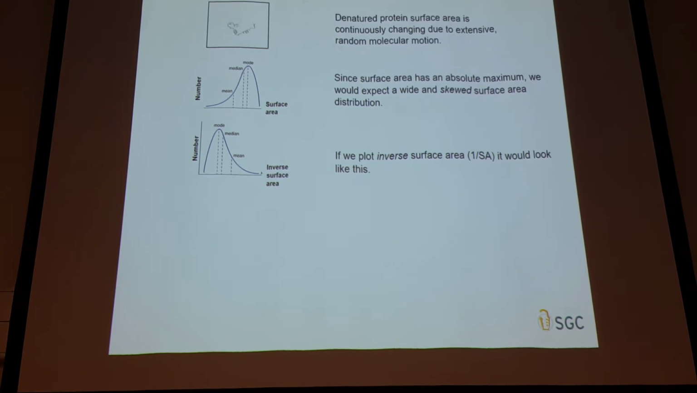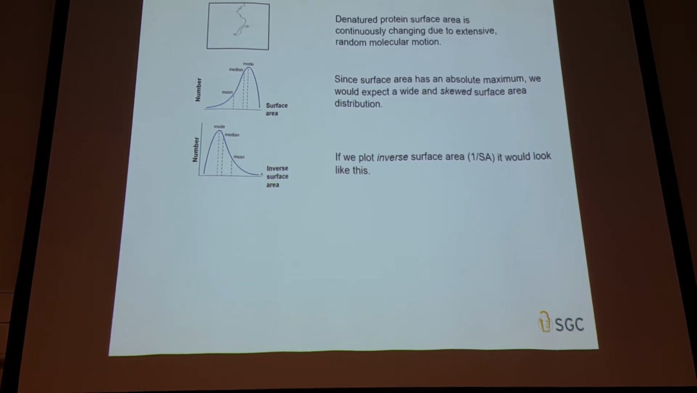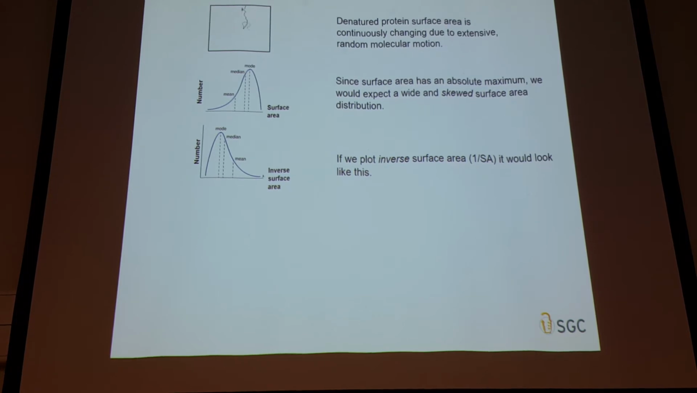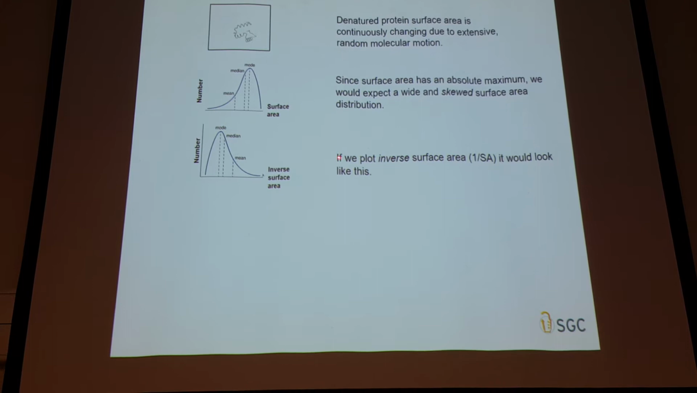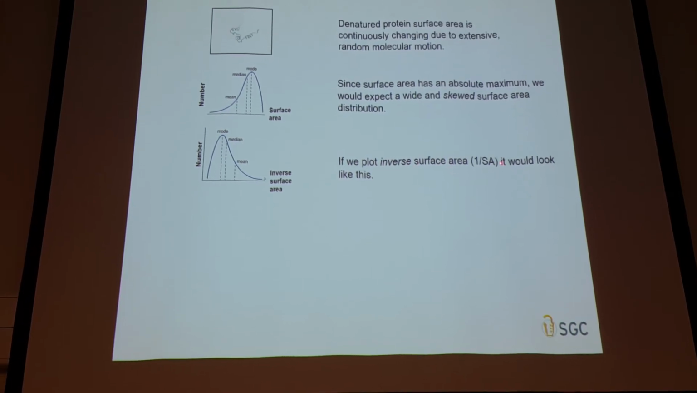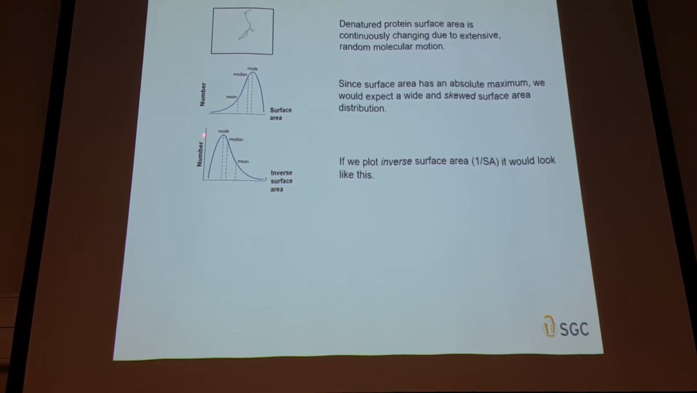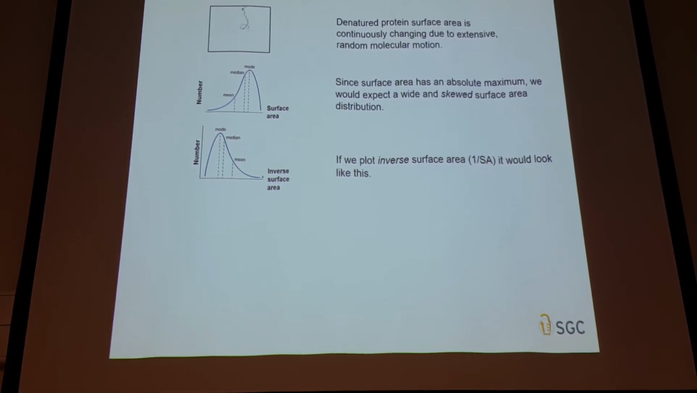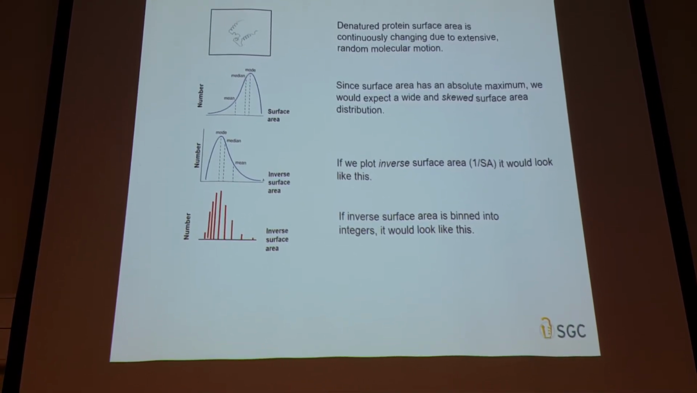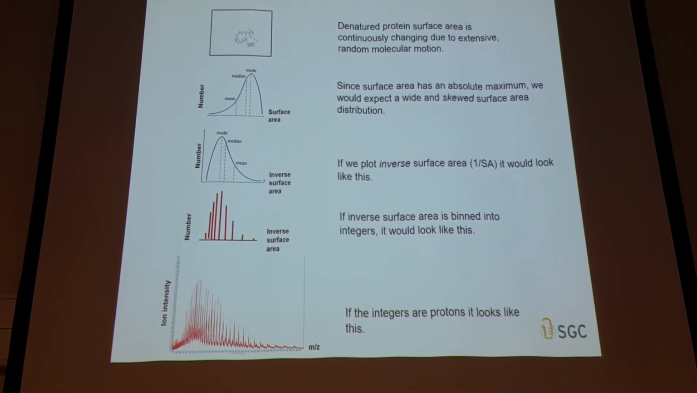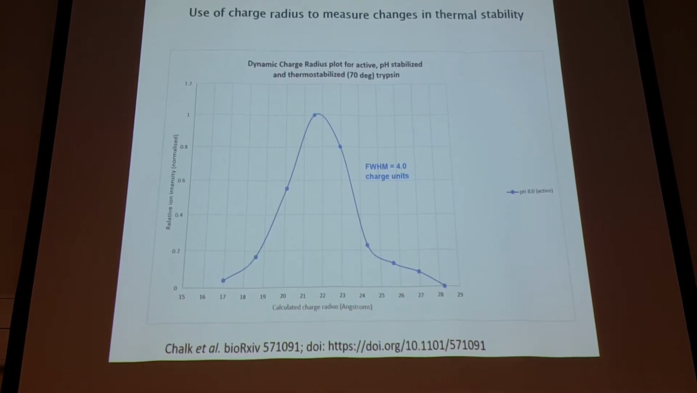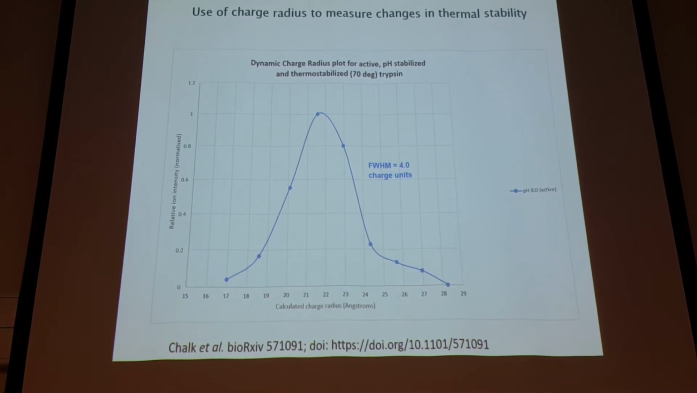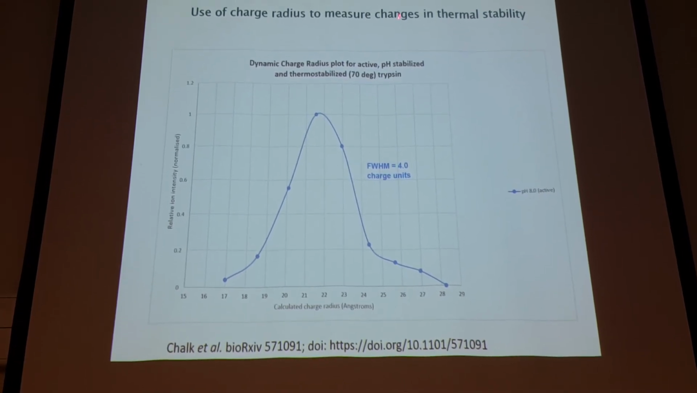But in mass spectrometry, we don't measure charge, we measure the inverse of charge. We measure 1 over charge, mass over charge. So you need to plot the inverse surface area so that your distribution is now going to look like this. And then we do the same thing. We bin those into integers, and those integers are protons, and your spectrum looks like this. So we can use this. This is very, very useful. We can use charge radius to measure changes in thermal stability.